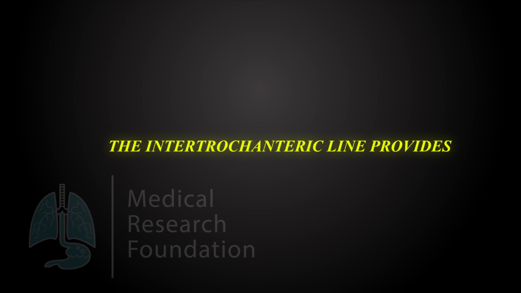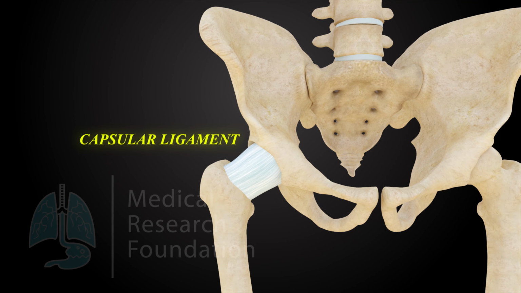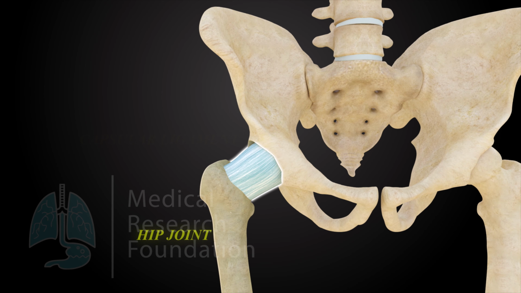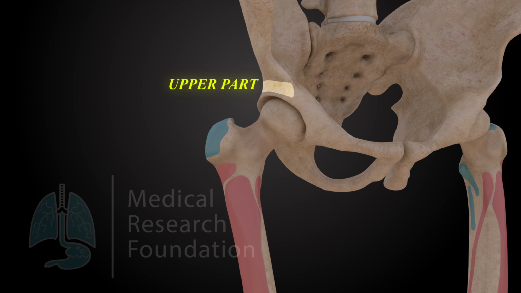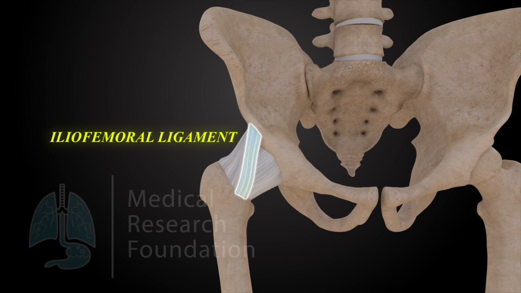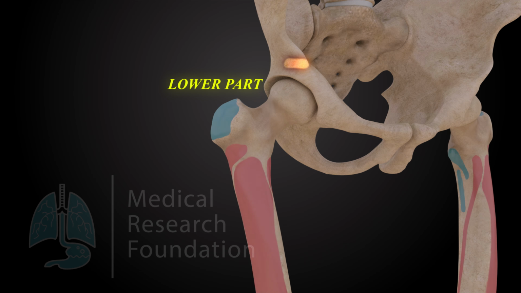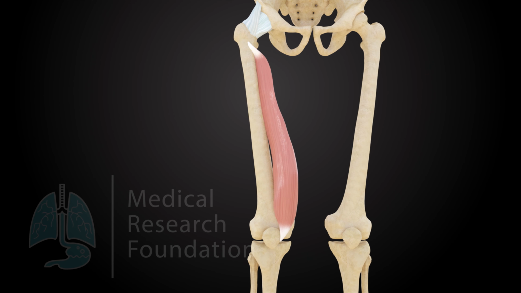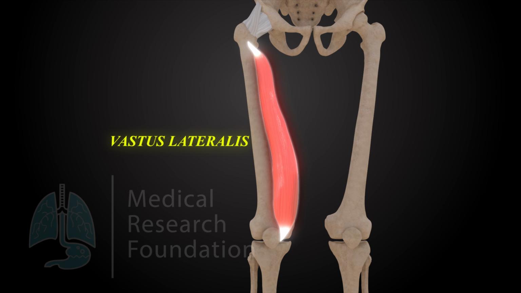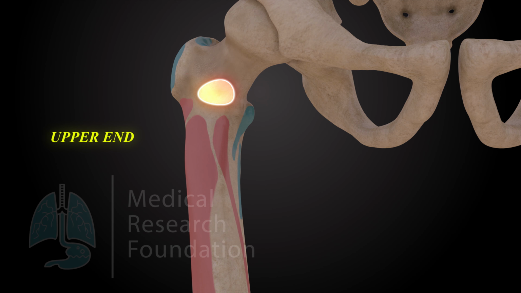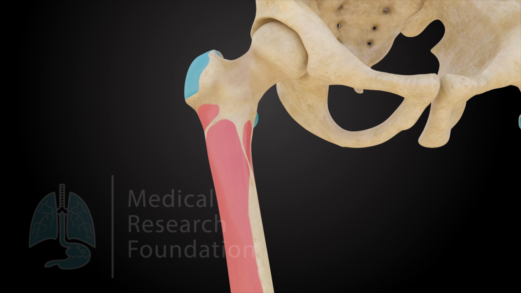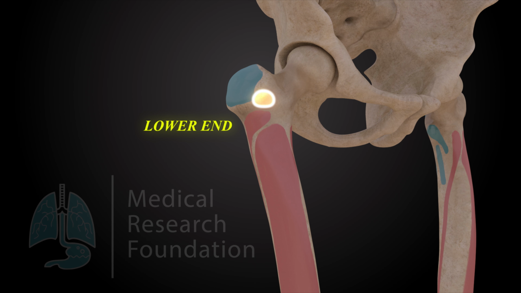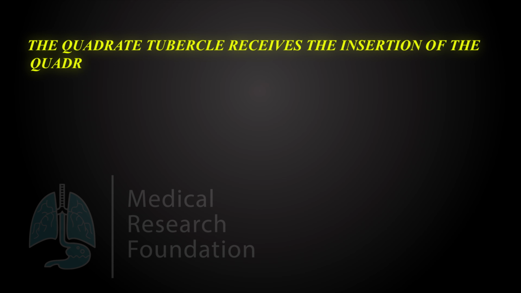The intertrochanteric line provides attachment to the capsular ligament of the hip joint, attachment to the upper band of the iliofemoral ligament in its upper part, attachment to the lower band of the iliofemoral ligament in its lower part, origin to the highest fibers of the vastus lateralis from the upper end, and origin to the highest fibers of the vastus medialis from the lower end of the line. The quadrate tubercle receives the insertion of the quadratus femoris.